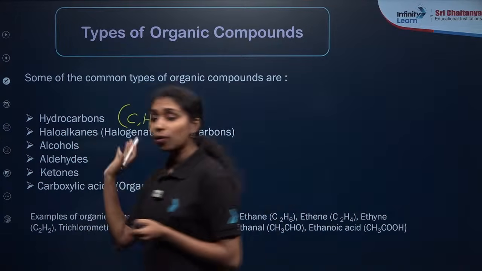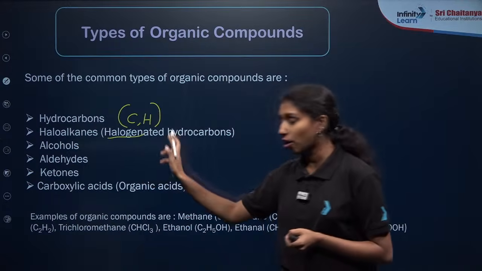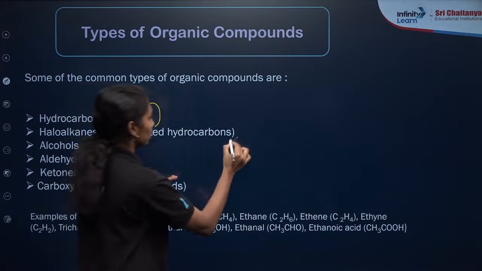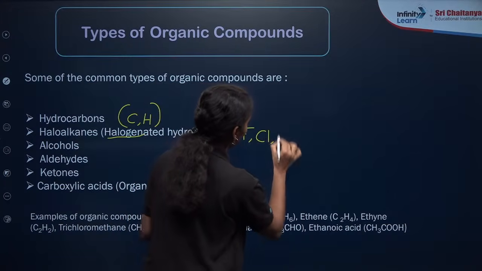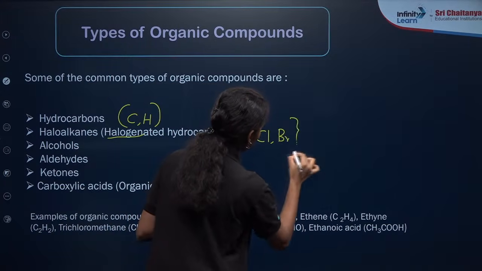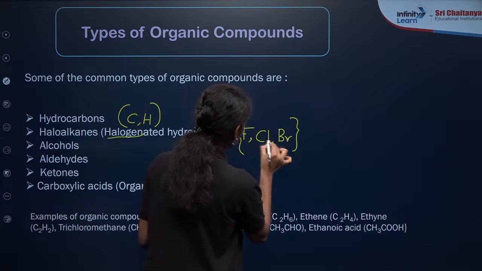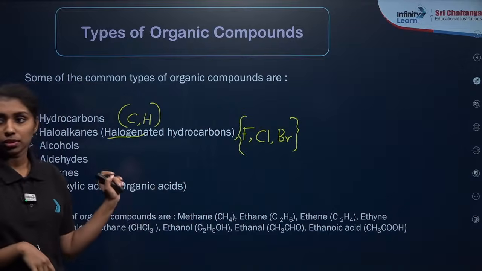In the case of haloalkanes, that means halogen compounds. Fluorine, chlorine, these are the halogen compounds. If any of the compounds contain a halogen group, fluorine, chlorine, bromine and so on, these are known as the haloalkanes. Just go through the names here. In the next class we will be discussing the classification of hydrocarbons in detail also.